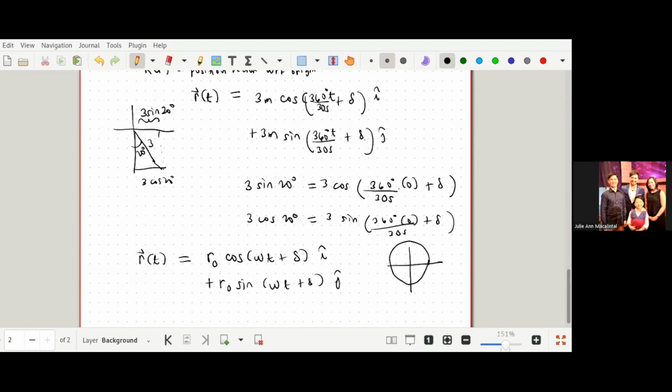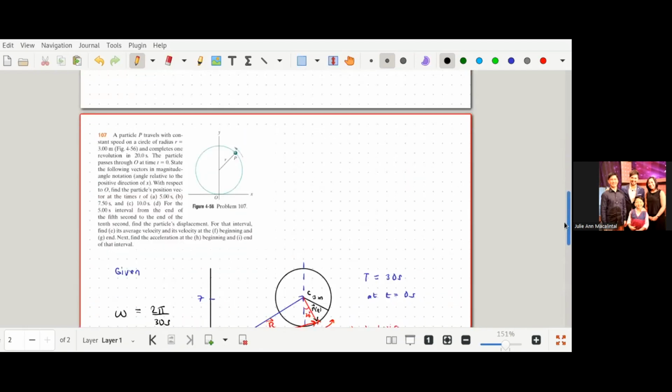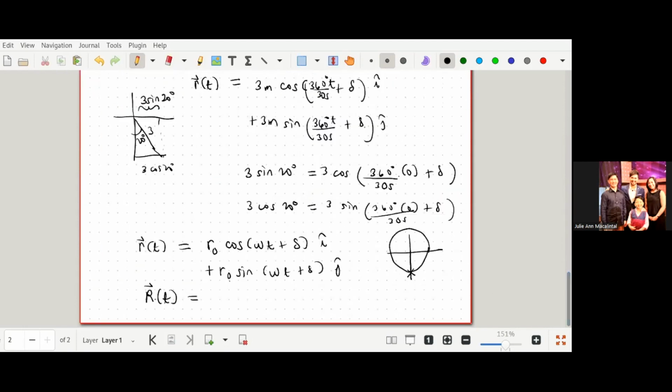Kasi doon sa circle na i-consider mo, nag-start siya dito, di ba? So yung position vector na ini-expect ko for u is going to be ito. It's going to be yung radius ng circle, which is anong given? The radius of the circle is 3 meters. So 3.0 meters j hat plus ito, kailangan mong i-calculate yung R of t.